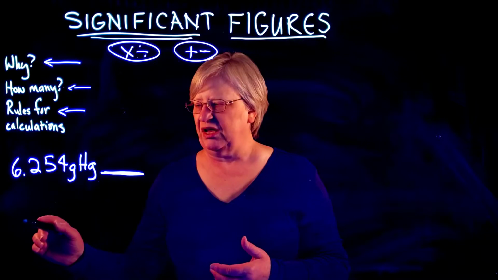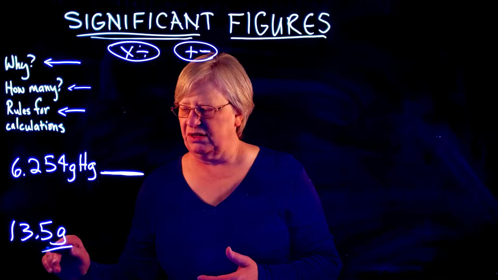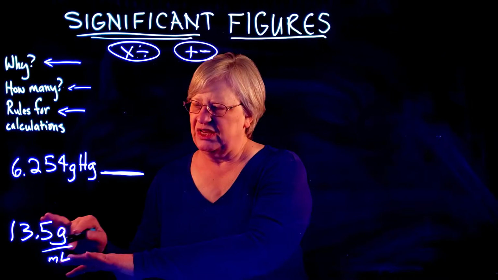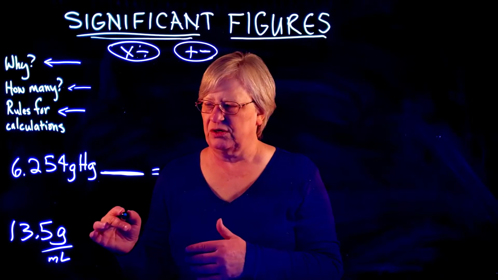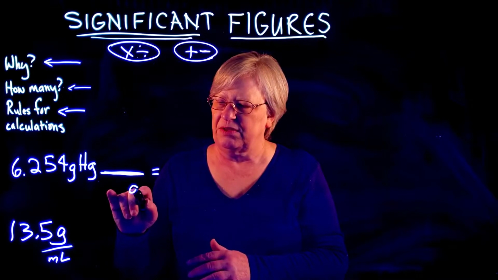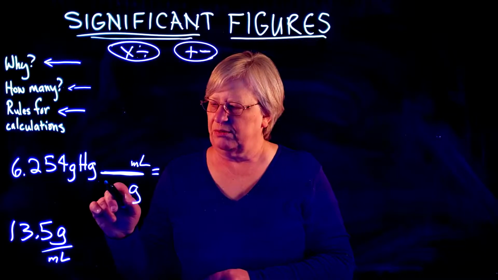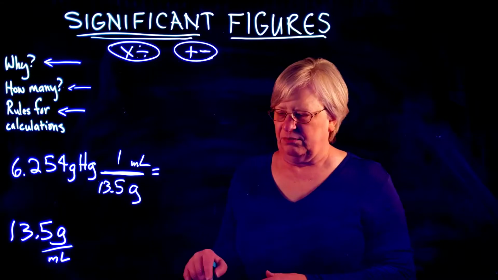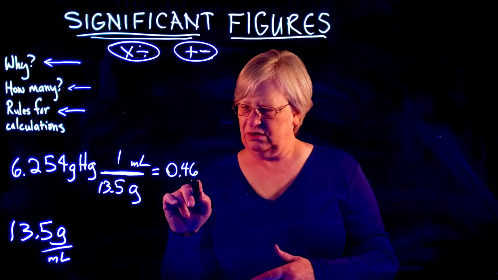Now mercury is really heavy stuff, so 13.5 grams in a milliliter, that's very dense. And so I can use this density and put it in a conversion factor and come up with an answer for a number of milliliters. I would have to turn it upside down so that the grams end up on the bottom, right? And milliliters end up on top. So I'm going to put my 13.5 here, 1 milliliter there, and now I'm going to look down at my calculator and write down what the calculator told me was the answer.